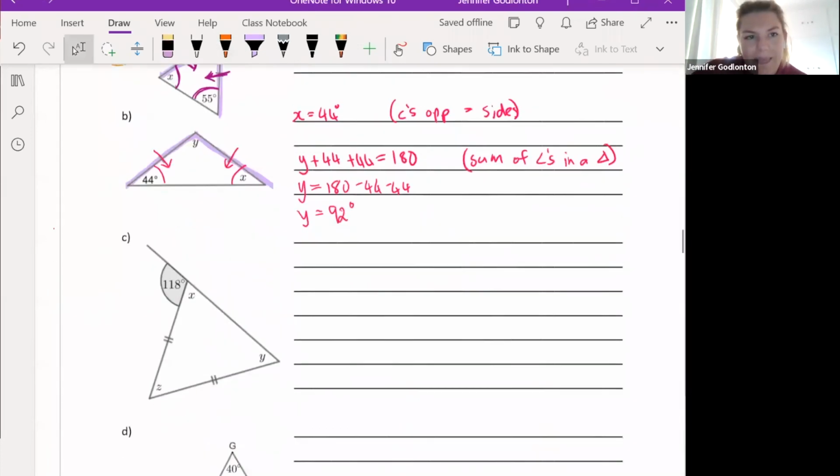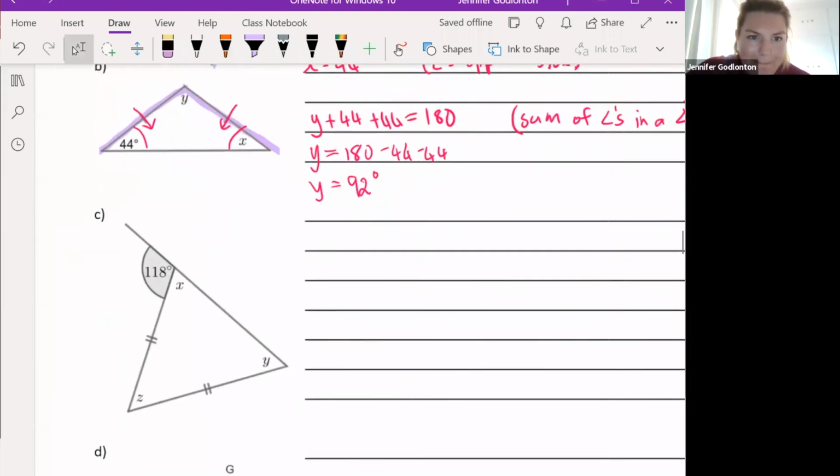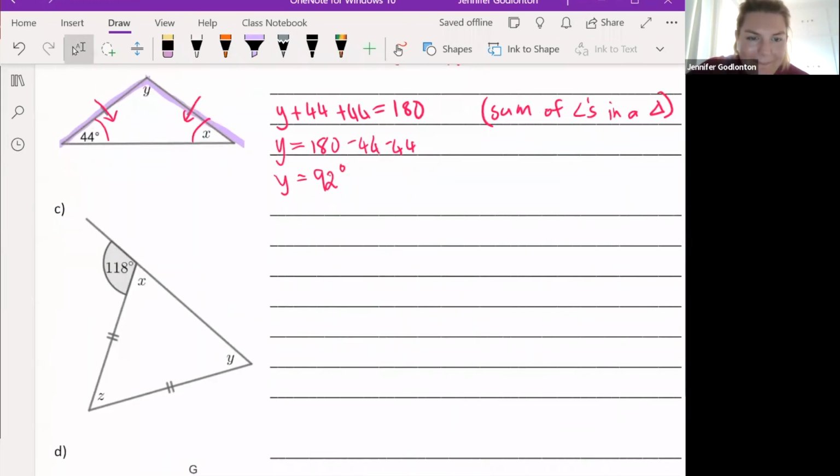Yes, ma'am. Since there's an exterior angle which is 118, it must be equal to x plus y. So the exterior angle of the triangle needs to be equal to z plus y. Oh, sorry, ma'am, z plus y, right? And ma'am, you're going to have to divide it by 2 to get z and y.